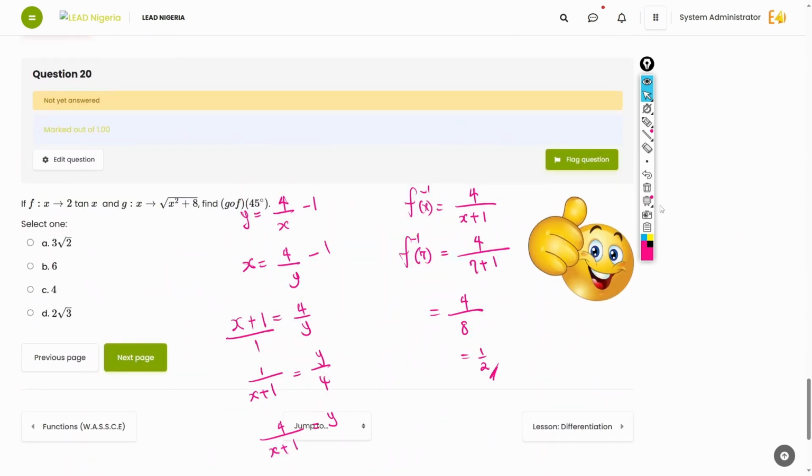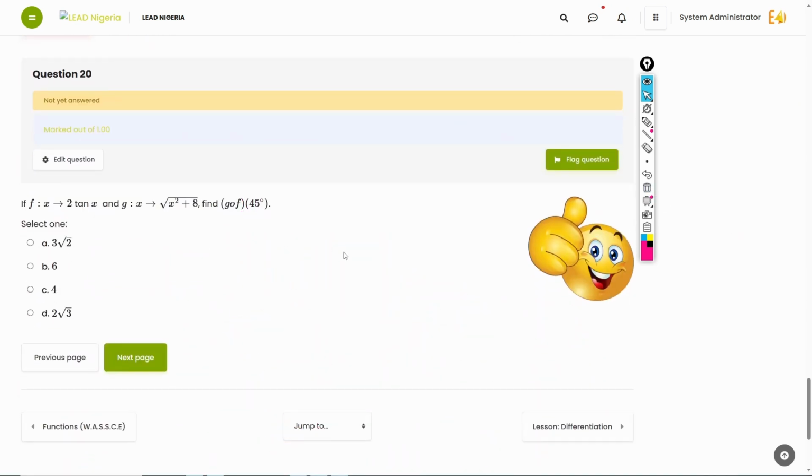Okay, number 20. All right, we are told that y is equal to 2 tan x. Now let's use f since we have two functions, right? Sorry, I thought we were doing inverse function. So f of x is equal to 2 tan x, and g of x is equal to square root of x squared plus 8. And we have to find g of f of 45. That means we need to find f of 45 first, and then we'll plug it into g of x, right? So you find f of 45, then you plug it inside.